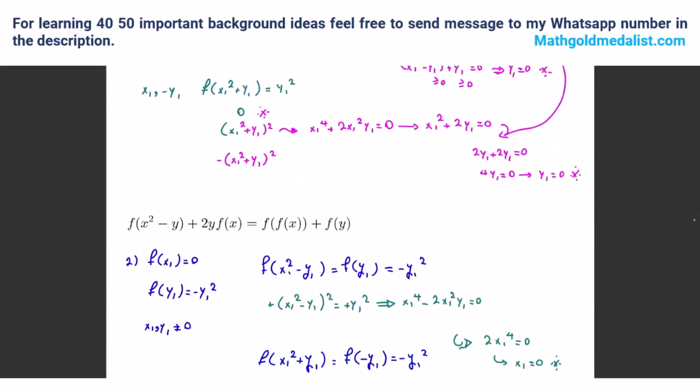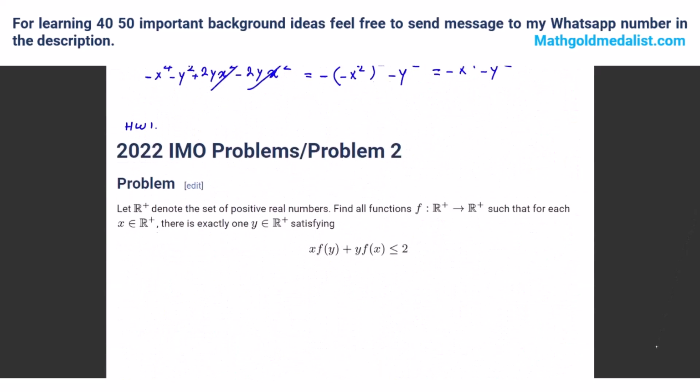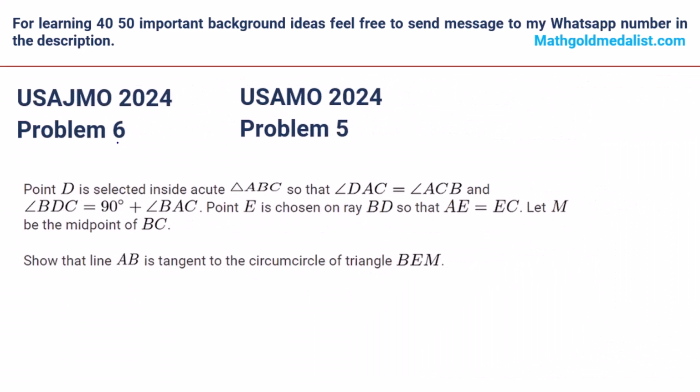And okay, you should check at the end. You should check these things. Okay, 4 ideas. And then you can try this AIME problem. This is a common problem in JMO 2024 and AIME 2024. It says point D is selected inside acute triangle ABC so that angle DAC is equal to angle ACB.